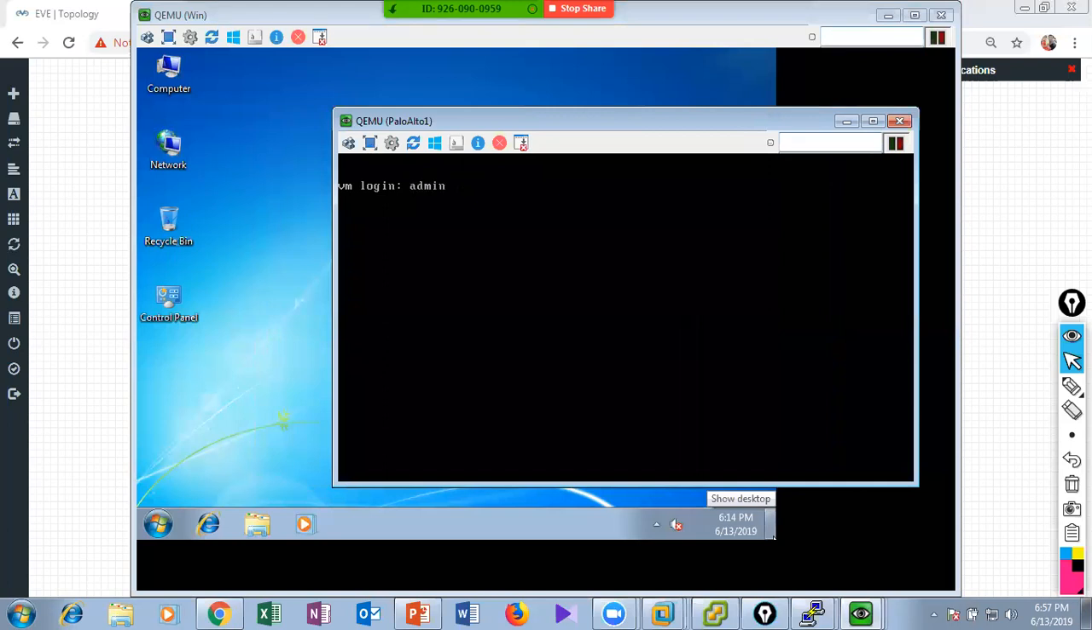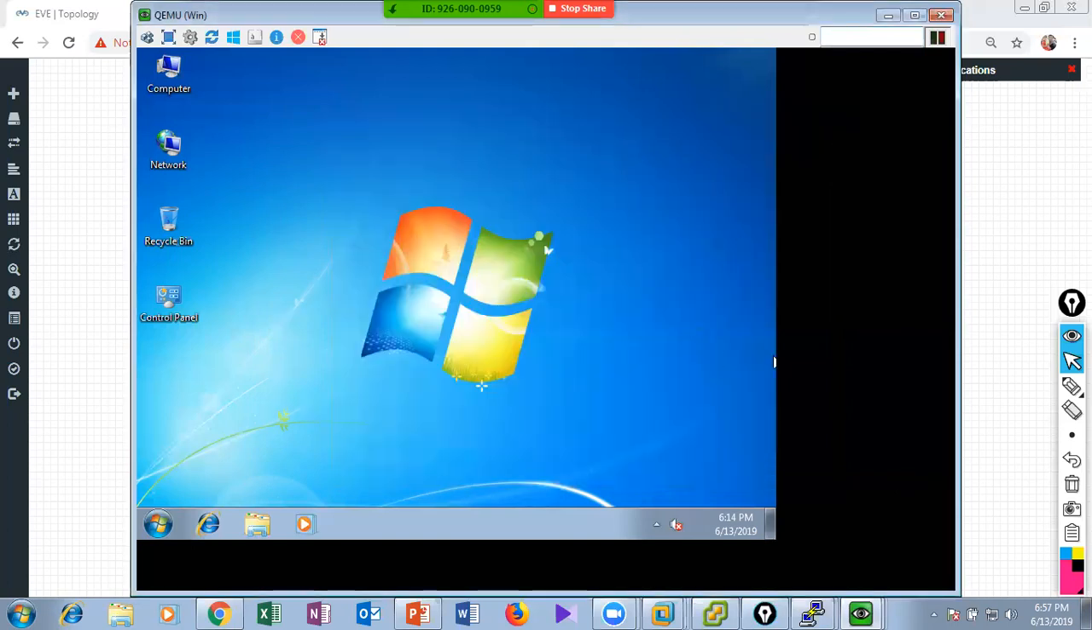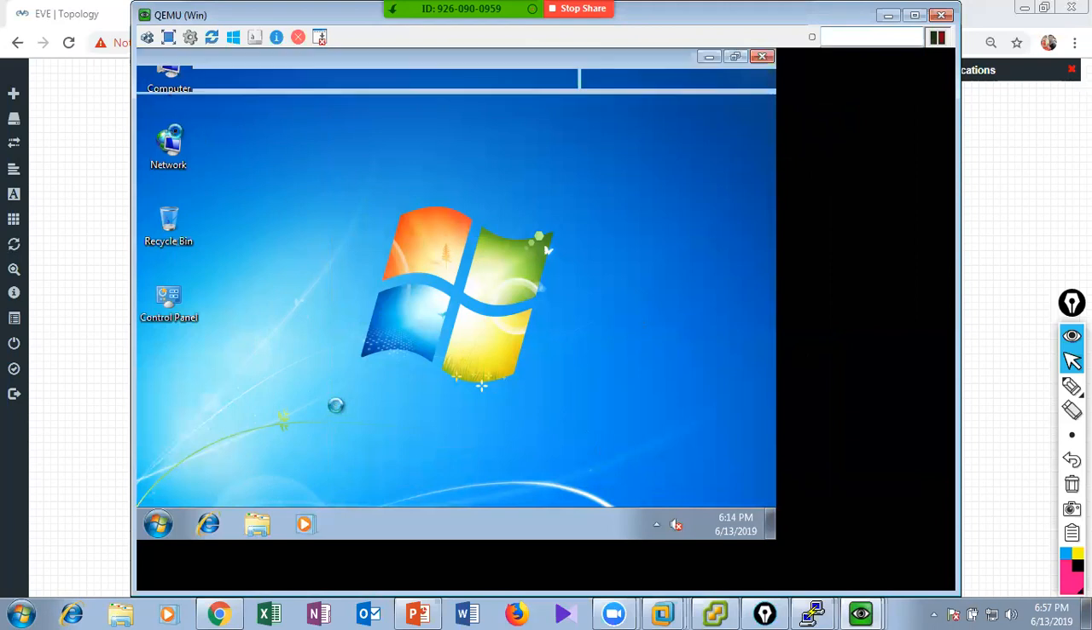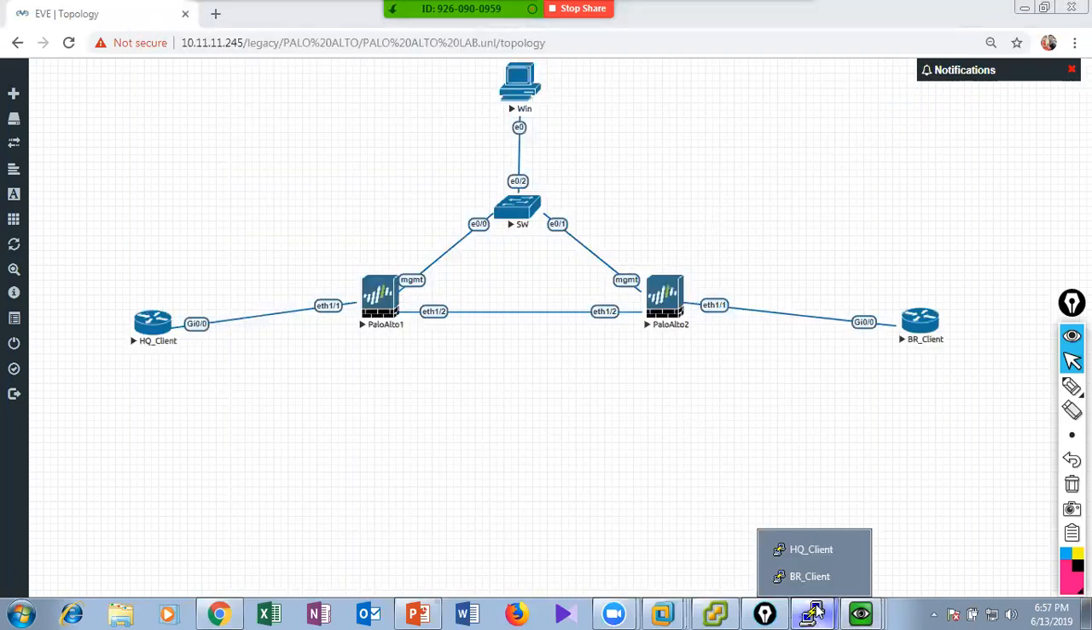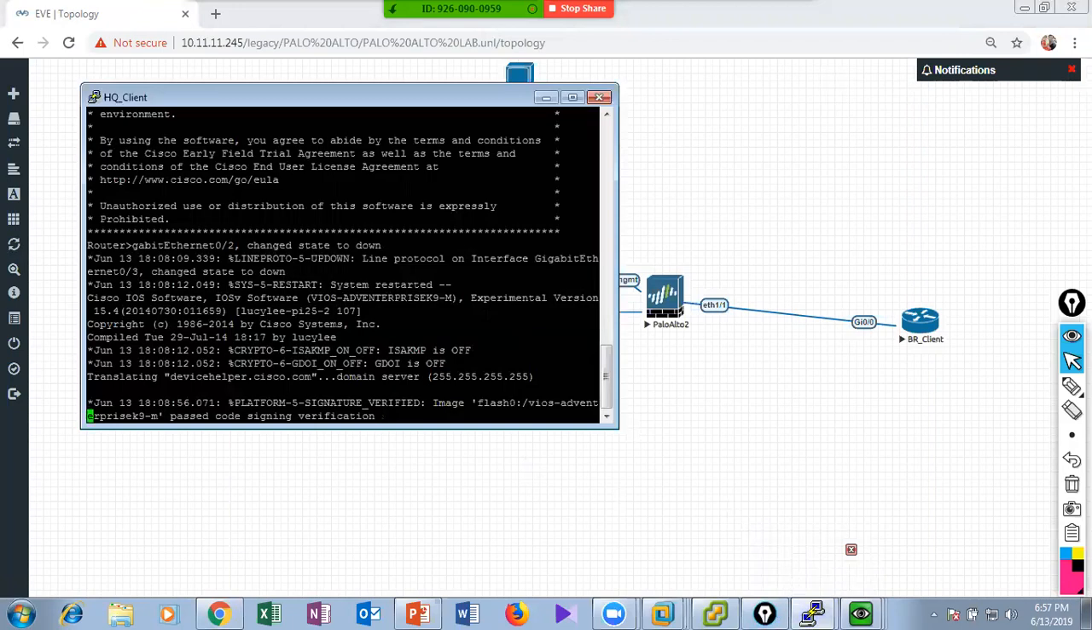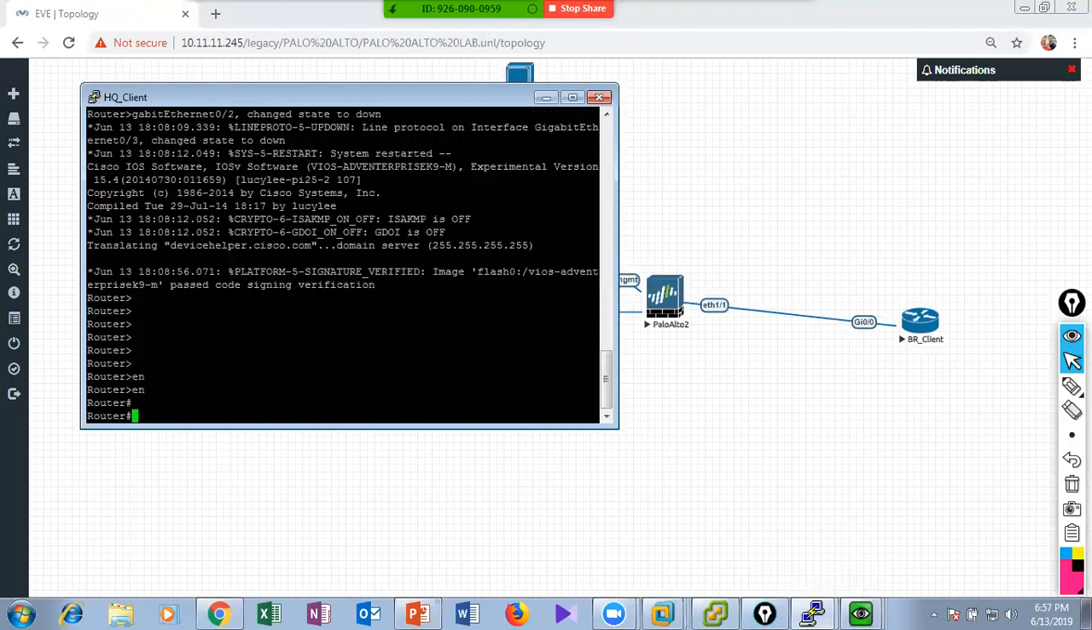I'll log in through admin. Still showing incorrect. This PC is very slow. Okay, I'll configure the IP addresses on these routers. Let them get started.